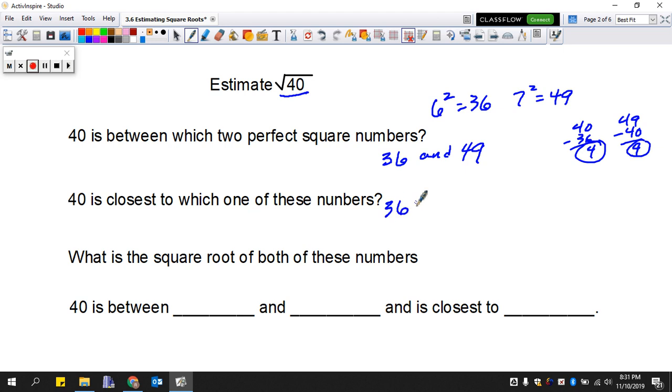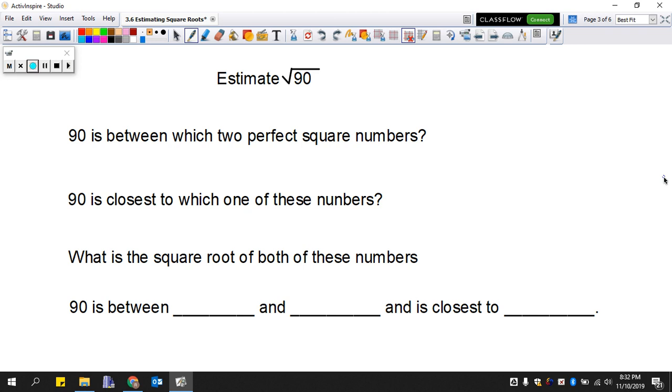So 40 is closest to 36. All right, what's the square root of both of these numbers? The square root of 36 is equal to 6, you see that up here, and the square root of 49 is 7. So 40 is between 6 and 7 and is closest to 6, because it's closer to 36 than it is to 49. That's all that we're really looking at doing with estimating these square roots. We'll do several examples of this.